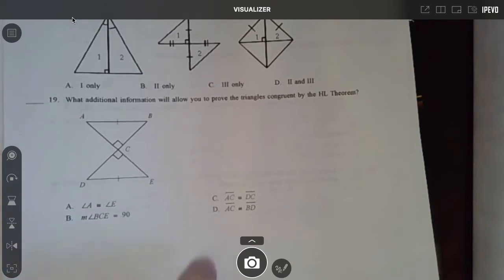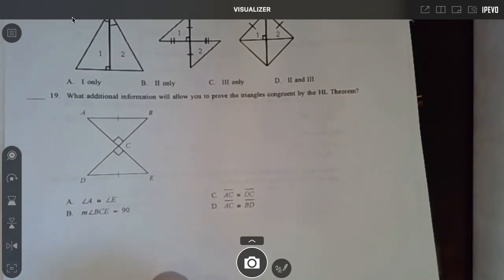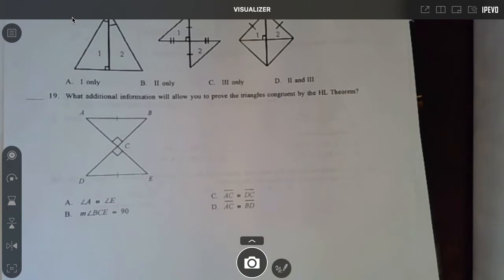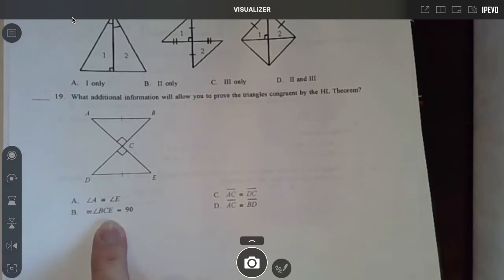So it says, what additional information would you need to prove that this triangle is congruent by hypotenuse leg? What have they given you? They have given you the hypotenuse. Does everybody see that? Yes. So what do we need? We need that one of the legs is congruent. So that's not A, it's not B.